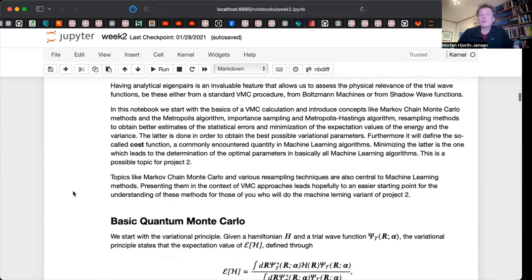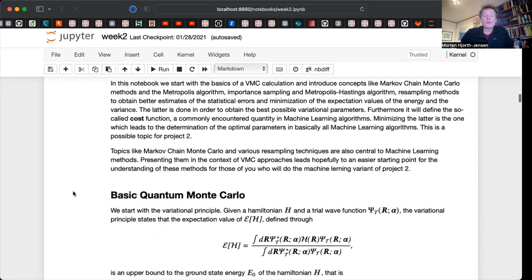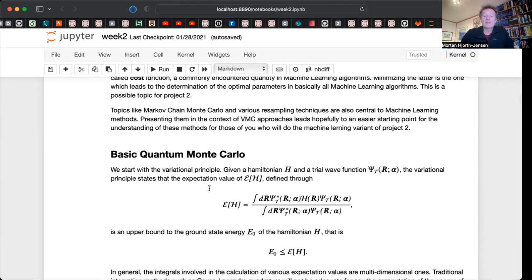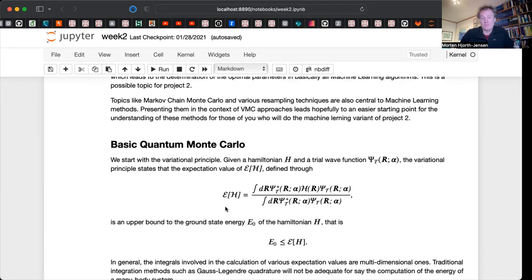The topics which we need to deal with today, after a repetition of what we did last week, are the Metropolis algorithm and how we're going to implement that. For some of you, this will just be a repetition. The basic Monte Carlo method deals with a multidimensional integral, which then defines the expectation value of the energy.